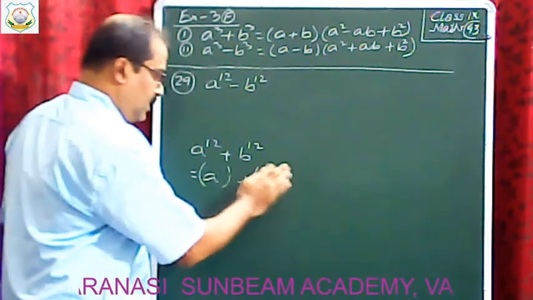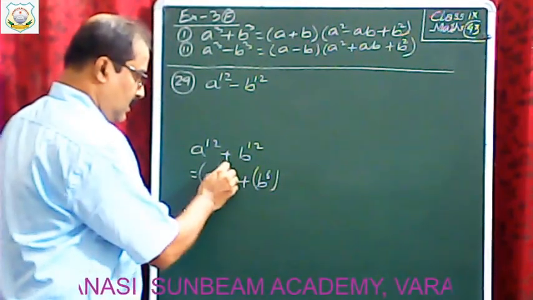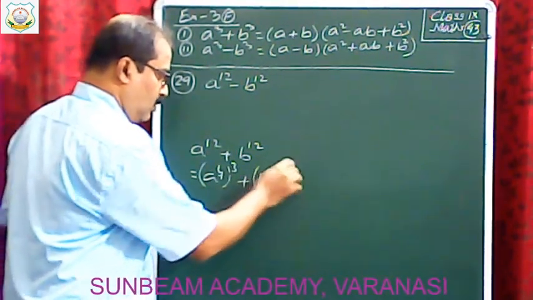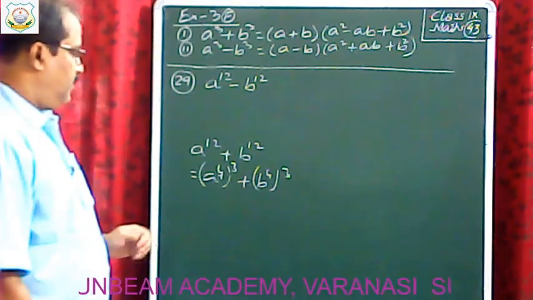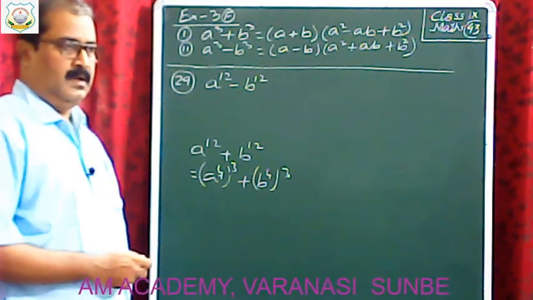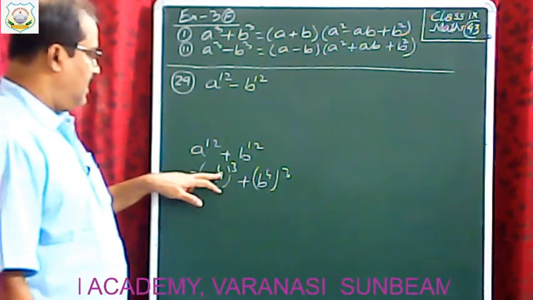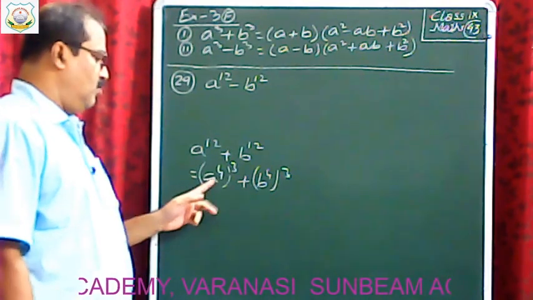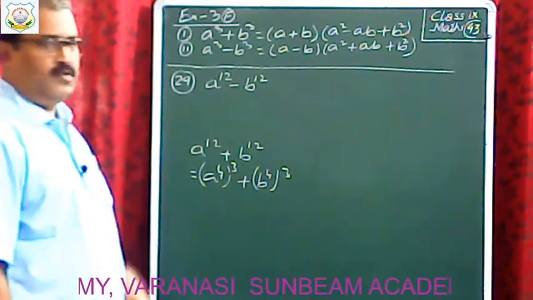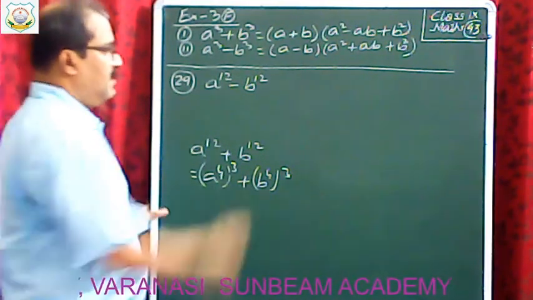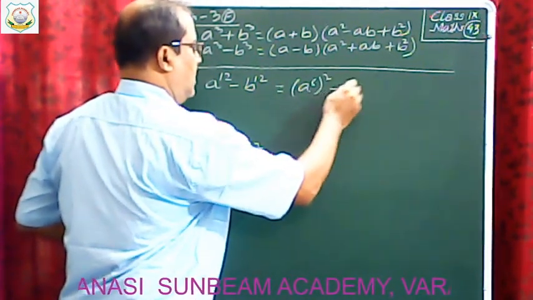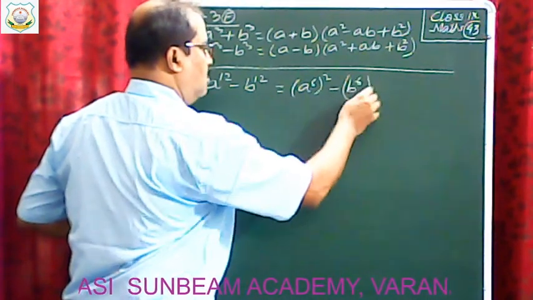Then you have to express it as a cube plus b cube, that is (a to the power 4) whole cube plus (b to the power 4) whole cube. Okay, if the given expression is expressible as a square minus b square, then no problem. If not, then you have to express that as a cube plus b cube in this way. But a to the power 12 minus b to the power 12 is expressible as a square minus b square. We may write (a to the power 6) whole square minus (b to the power 6) whole square.